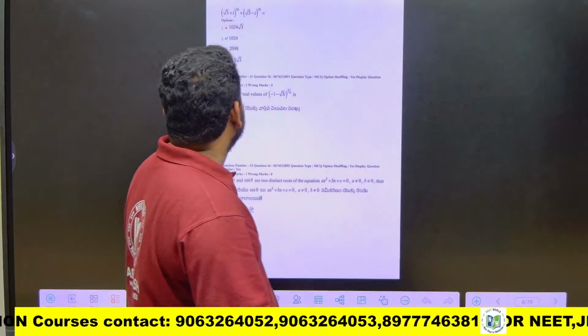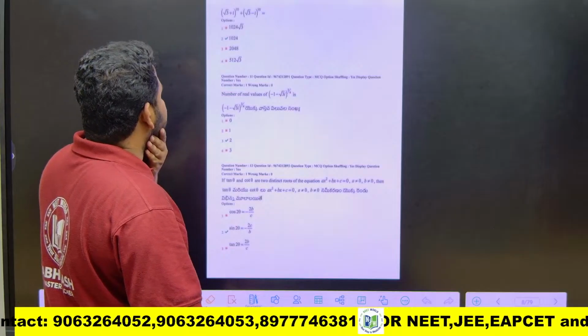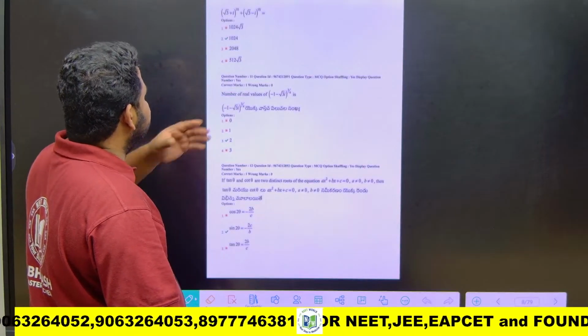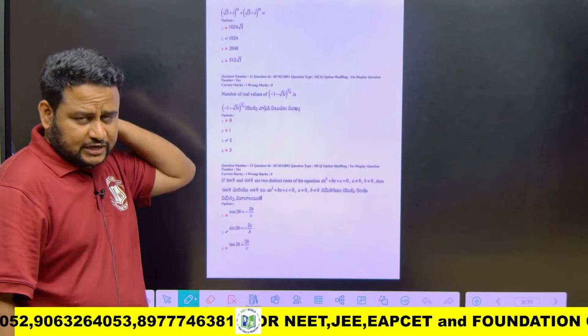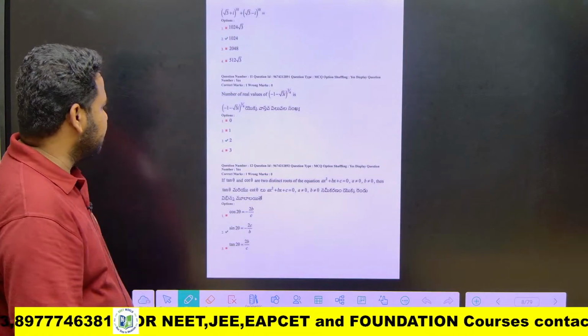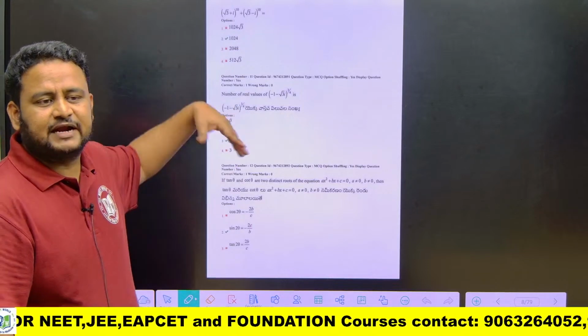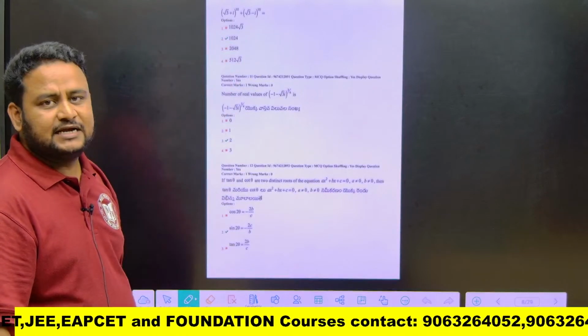So they have given root 3 plus i to the power of 10 plus root 3 minus i to the power of 10 is equal to what they are asking. Again, all this is based on complex numbers. So root 3 plus i, root 3 minus i. First of all, let me write root 3 plus i and root 3 minus i in polar form.